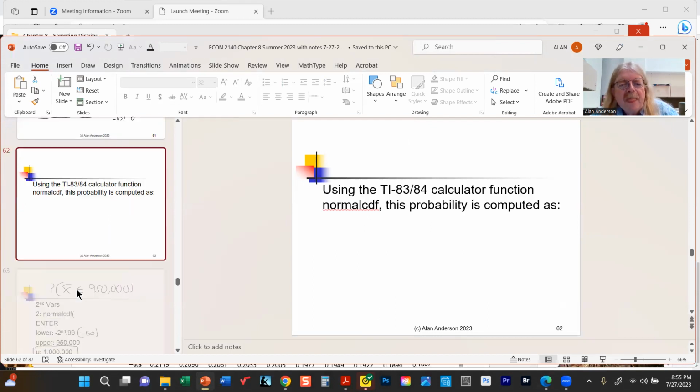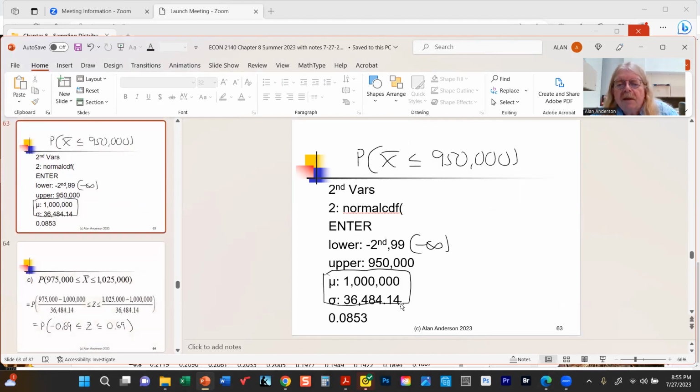Okay. On the calculator, keeping in mind these two stay the same. This time we're looking for 950 down to negative infinity. And that's also going to give us 0.0853. Now, you may ask yourself, well, dollars can't go below 0. Why don't we just put a 0 here? You could. But the difference would be so minimal that you'd never notice it.